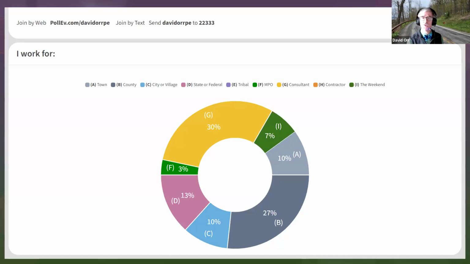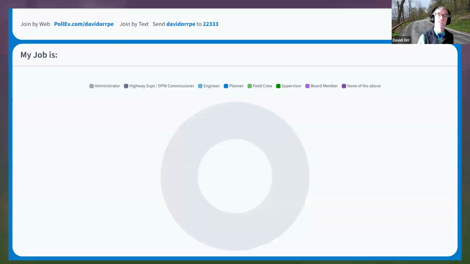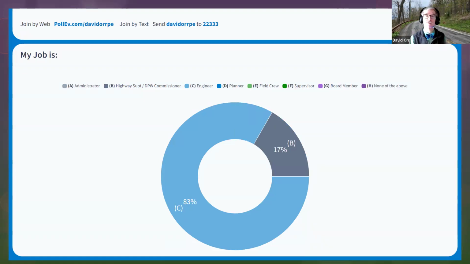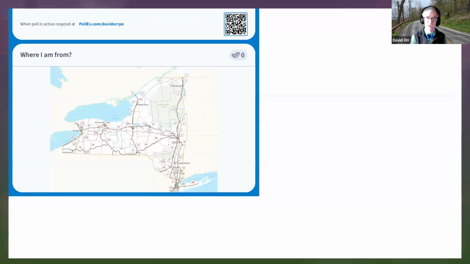Okay. What is your job? Are you an administrator, highway superintendent, engineer, planner, field crew, supervisor? Are you an elected board member? Or are you none of the above? If you put none of the above down, I don't see any yet, put it in the Q&A, but let's see what else we got. And then, yep, we can put the poll link into the chat. We'll magically do that again for those who opened up their chat pod a little bit late. A lot of engineers today. Okay, well, good. If you can pick up one thing and take it home and use it, I've had a great day. So that's my goal.